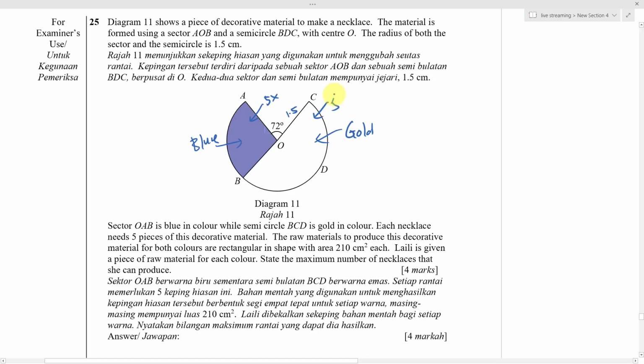This one you will need 5 also. Both also, you will need 5 of them. I don't write 5x. That means you need 5 of each of it, then only you can make one necklace.